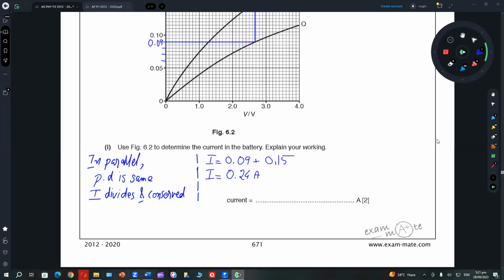Sorry, sir, I got disconnected. No problem. But the current is 0.24 ampere. Yeah, I got this amount.